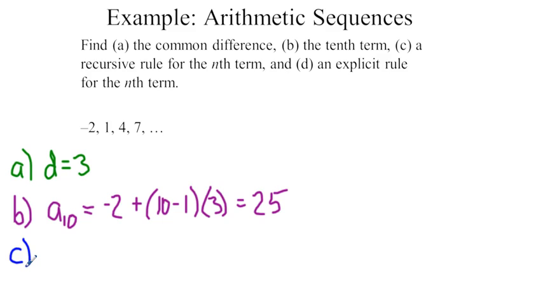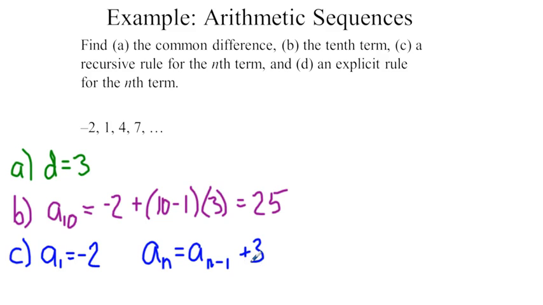When writing the recursive rule, the first thing we need to do is write down our a sub 1 value, the first term in our sequence, which is negative 2 in this case. Now for the recursive rule, we have a sub n is equal to a sub n minus 1 plus our common difference, which is 3 in this case.